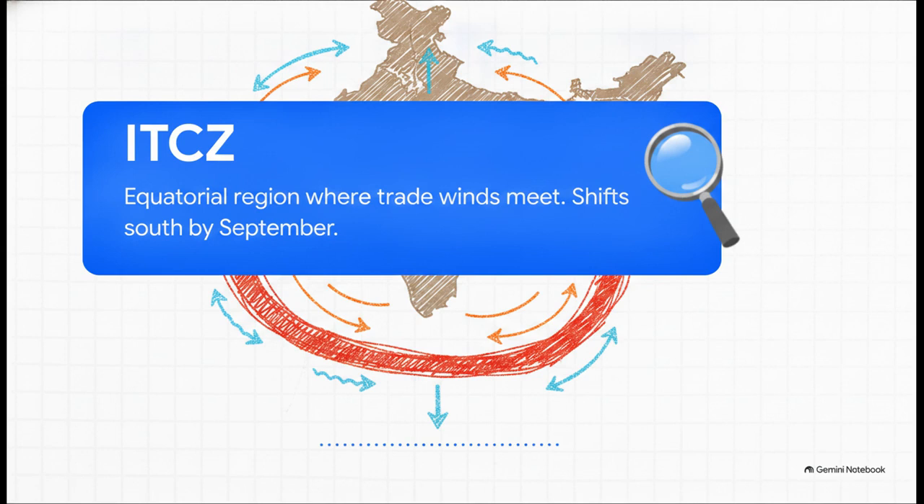You can think of the ITZ as this intensely dynamic, hot belt near the equator where global trade winds literally crash into each other. During the Indian summer, this heat zone positions itself right over the landmass, which helps pull those moisture-heavy winds inland. But by September, as northern temperatures drop, this whole zone shifts southward toward the equator. That effectively drags the monsoon winds away and kicks off that retreat phase we talked about.